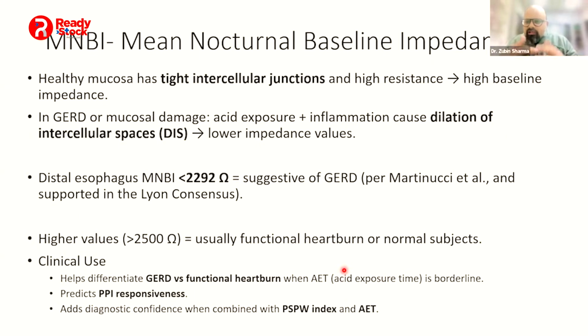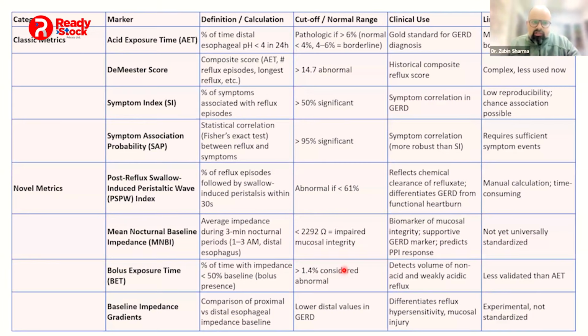In healthy mucosa, you have very tight intercellular junctions, so high resistance or high impedance. So in case your baseline impedance is low, that means those tight junctions have become loose because of constant acid exposure. And that tells you that the patient is having erosive reflux. So a low MNBI is suggestive of erosive GERD. A high MNBI is normal or functional heartburn.